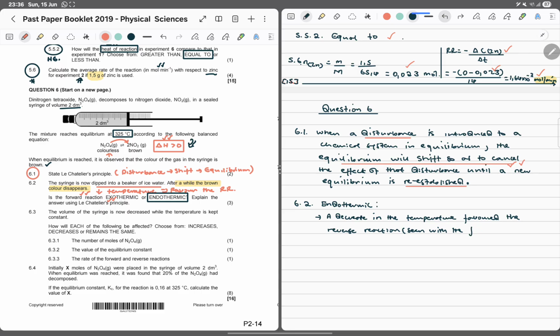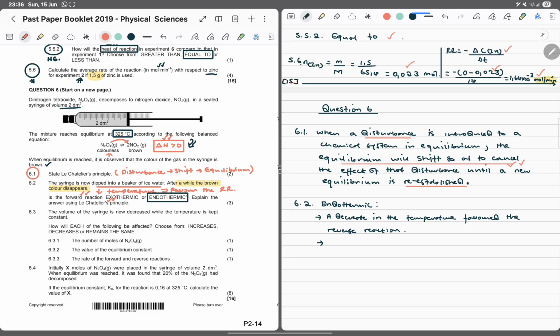Is it disappearance or fading? Let's just say disappearance. Seen with the disappearance of brown color. That's too much. You understand, right? Let's not go too far. So the reverse reaction was favored. This is noted by the disappearance of the brown color.